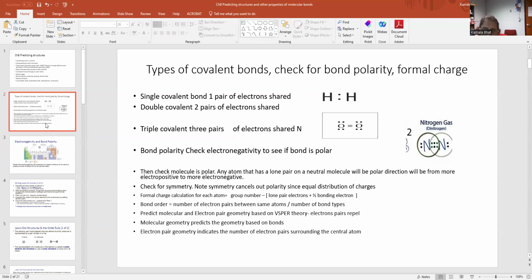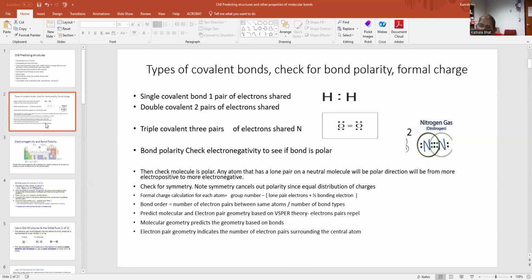Always check the molecule for symmetry, because you also have to be able to differentiate between bond polarity and molecular polarity. The bond itself can be polar, but if the molecule is symmetric, then the molecule will not be polar, because there will be a uniform distribution of charge, and that is based on the symmetry of the structure. Next, we come to formal charge.